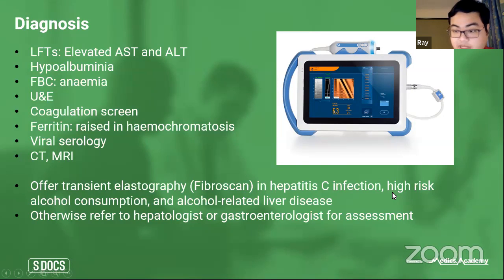By the way, when we're talking about high-risk alcohol consumption, we're thinking for women more than 35 units a week, and for men more than 50 units a week. Okay, that's high-risk alcohol consumption. Otherwise, if the patient is not suitable, or FibroScan is contraindicated, then we would refer the patient to a hepatologist or gastroenterologist for assessment.